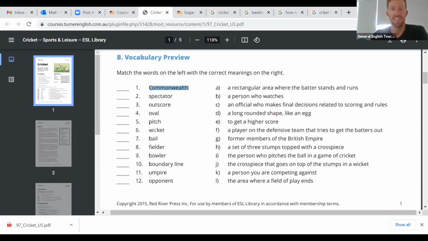Right. Carol. Commonwealth. Commonwealth. Spectator. Spectator. Outscore. Outscore. Oval. Oval. Pitch. Pitch. Wicket. Wicket. Bail. Bail. Fielder. Fielder. Bowler. Bowler. Boundary line. Boundary line. Umpire. Umpire. Opponent. Opponent. Tien. Commonwealth. Commonwealth. Spectator. Spectator. Outscore. Outscore. Oval. Oval. Pitch. Pitch. Wicket. Wicket. Bail. Bail. Fielder. Fielder. Bowler. Bowler. Boundary line. Boundary line. Umpire. Umpire. Opponent. Opponent. Mohammed.